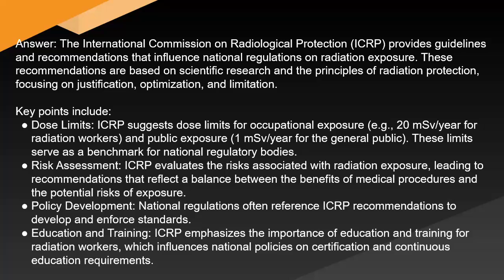ICRP suggests dose limits for occupational exposure of 20 mSv for radiation workers and public exposure of 1 mSv for the general public. These limits serve as a benchmark for national regulatory bodies. Risk assessment. ICRP evaluates the risks associated with radiation exposure, leading to recommendations that reflect a balance between the benefits of medical procedures and the potential risks of exposure.